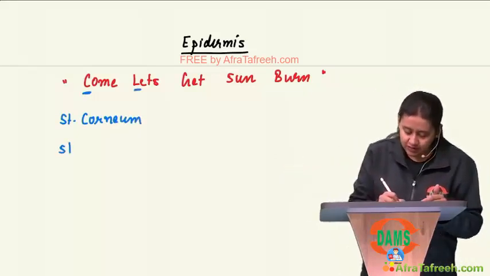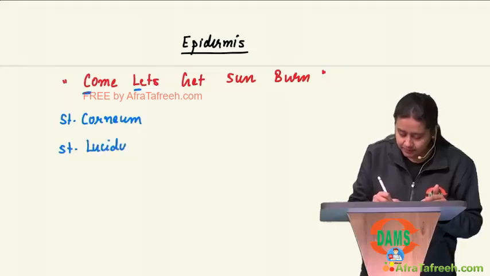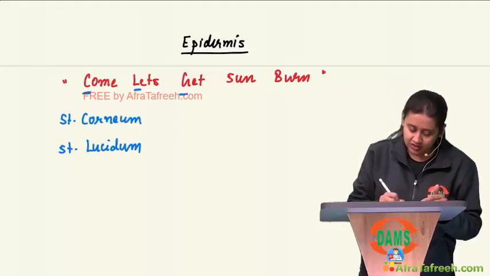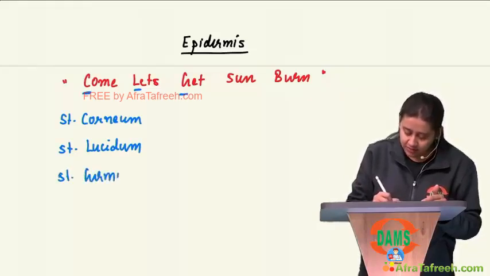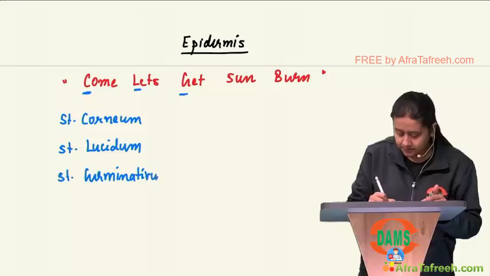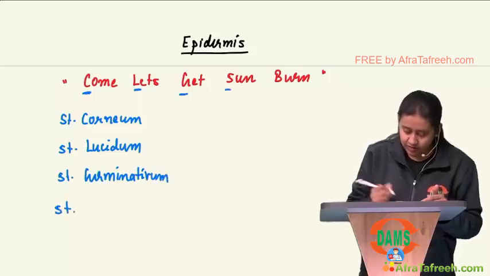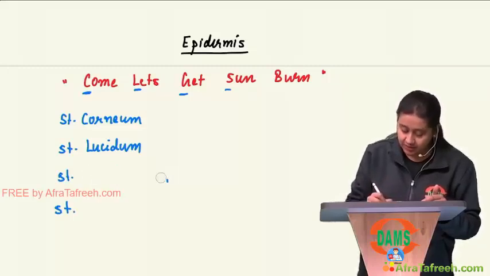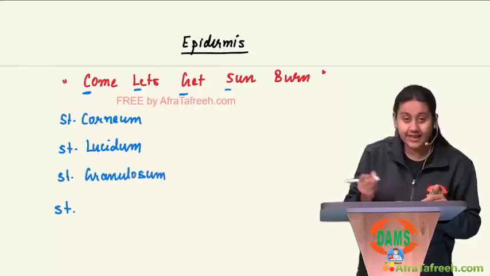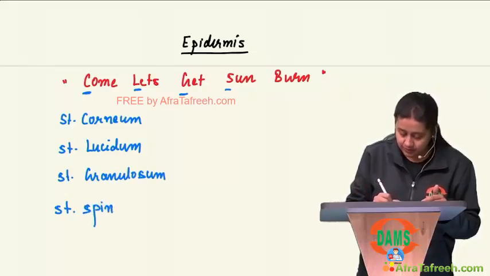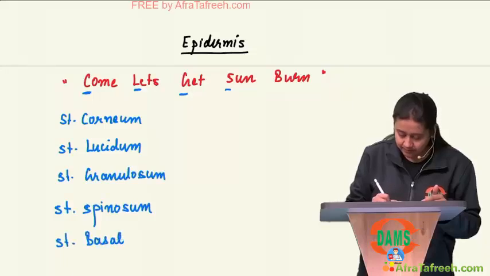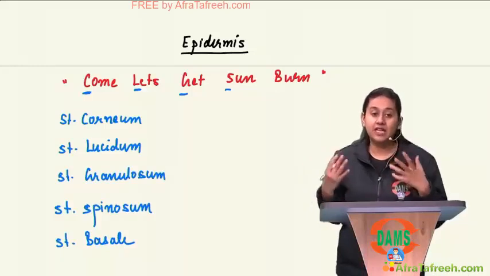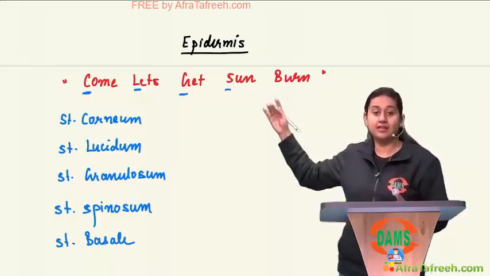L stands for stratum lucidum. G stands for your stratum... just a second. The G stands for stratum granulosum. I will tell you what is germinativum. The S for stratum spinosum. And B for stratum basale. So we have 5 layers, and a very easy or simple mnemonic to remember is come, let's get sunburn.